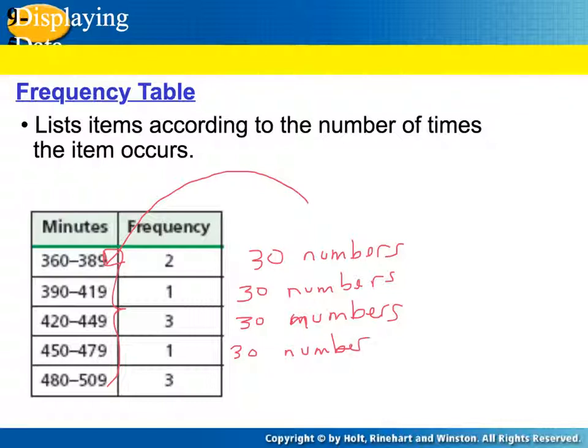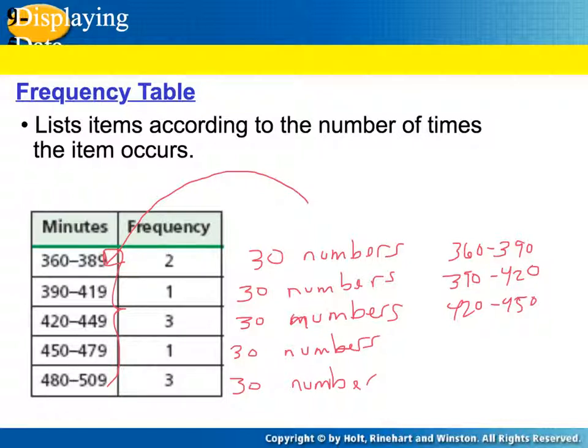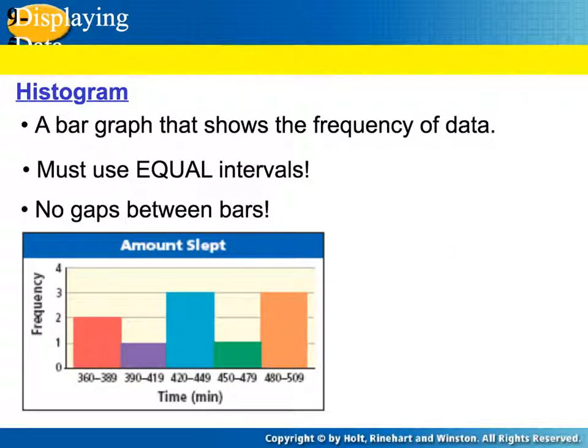Also, we do not see things repeated. All right, when I look at this table, it does not go from 360 to 390, and then from 390 to 420, and then from 420 to 450, so on and so forth. Because if you notice, if I had a data point of 390, it would go in 2 different places, and we do not want that. And the reason why we do that, it gives us inaccurate data. And we're going to use this frequency table on a histogram. And a histogram looks like this.